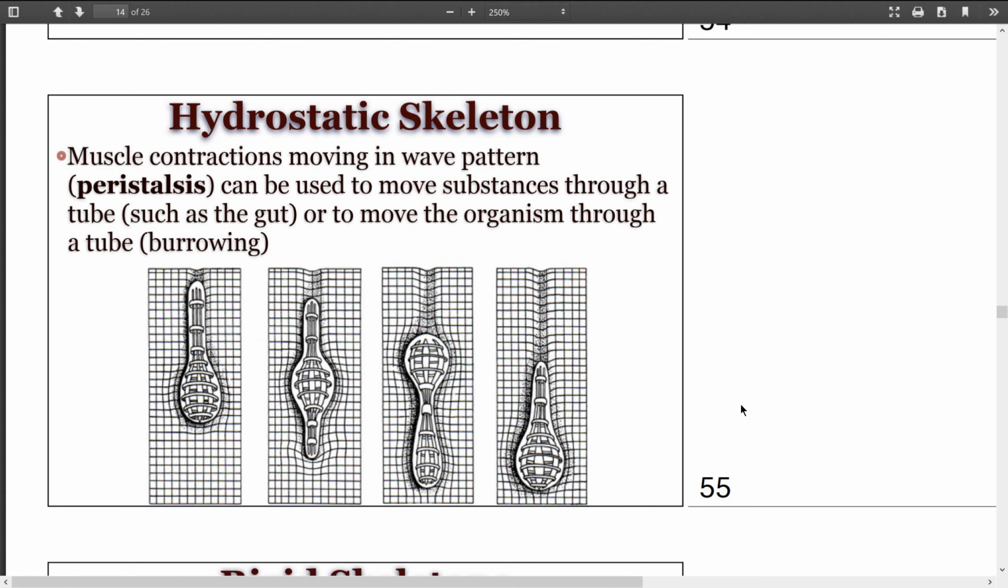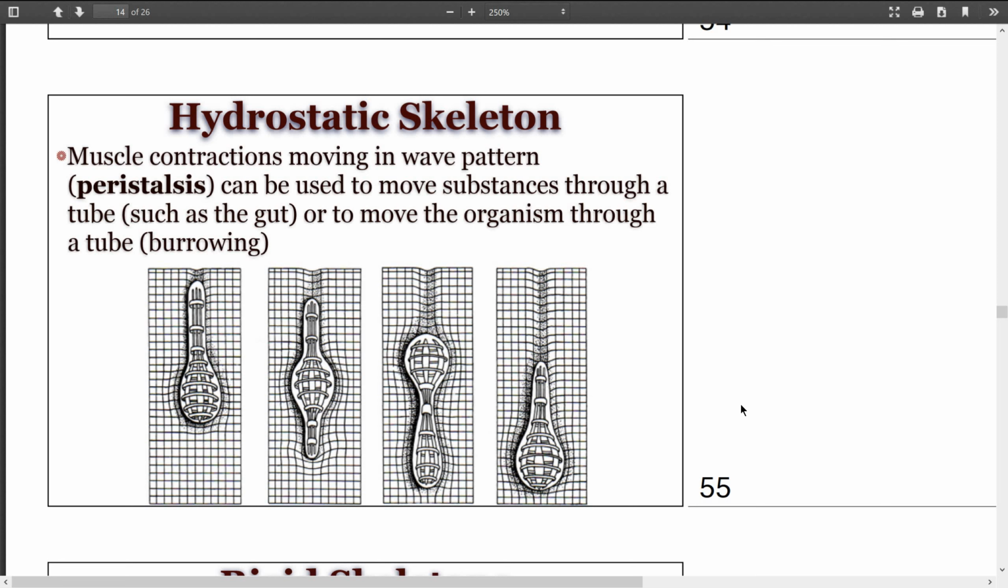And that can be used to do two things. You can move substances through a tube. So that's how your digestive tract works. For example, you push your food through your esophagus and through your intestines through peristalsis, through waves of muscle contraction that squeeze on your esophagus, and that squeezing just keeps working its way along the length, pushing the food ahead of it. But organisms can also use this to move through the substrate as well. So they can move food through a tube, or they can move themselves through a tube.